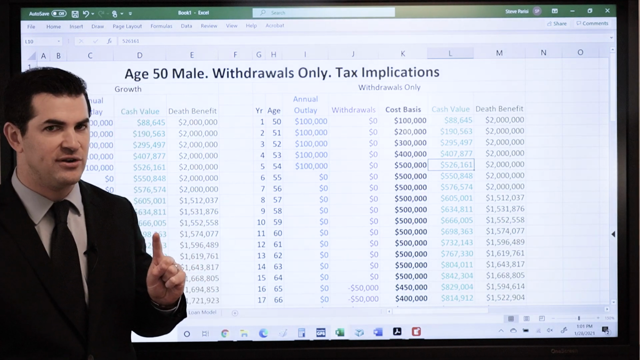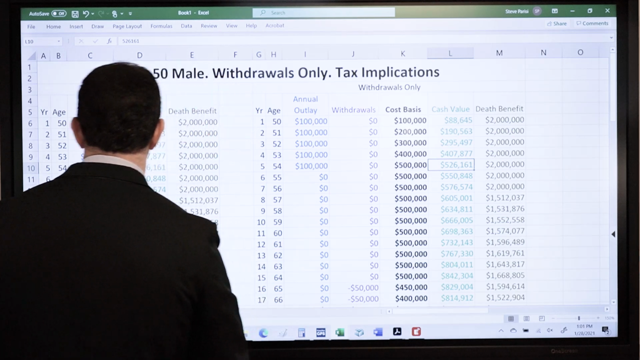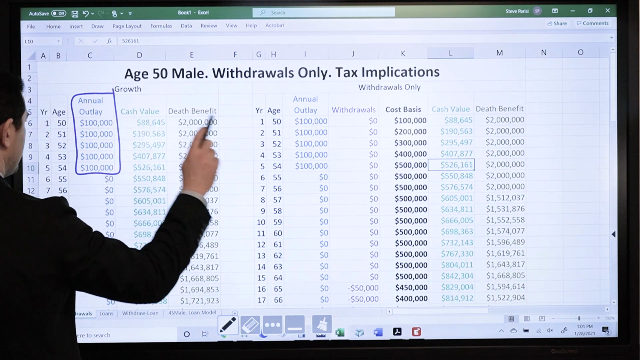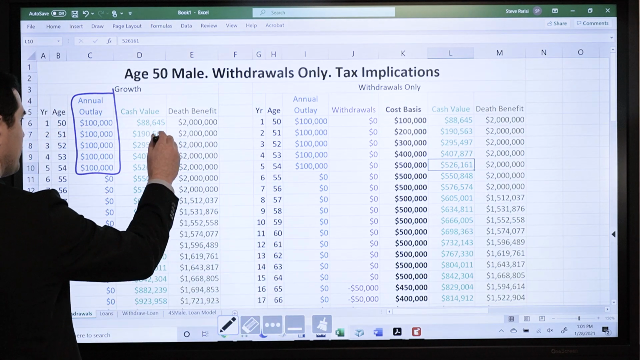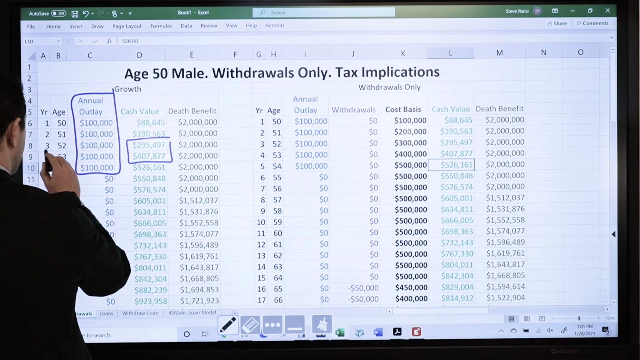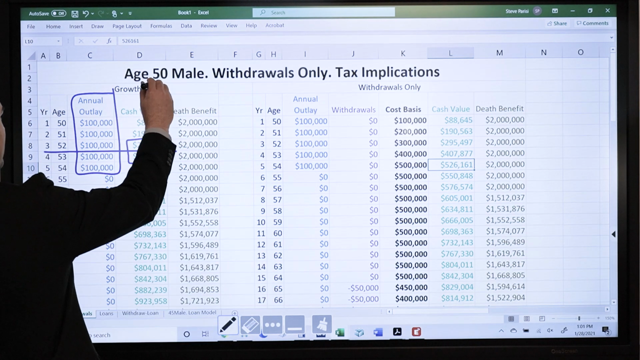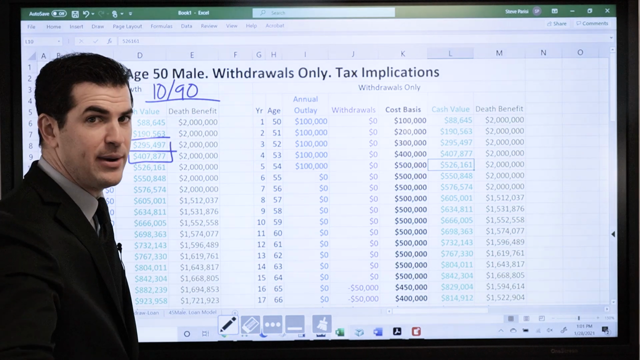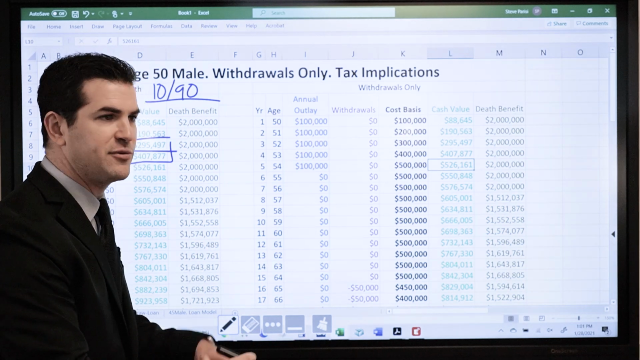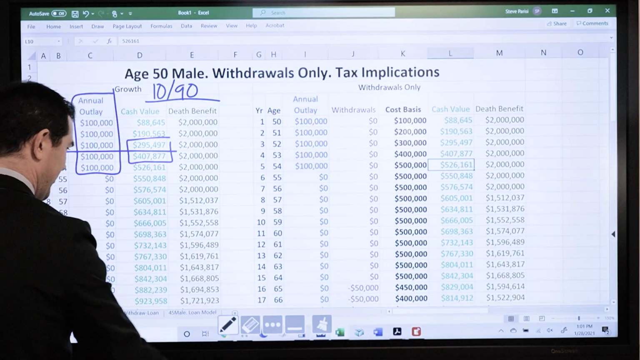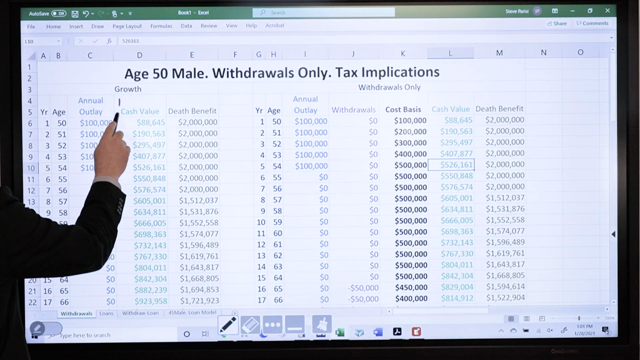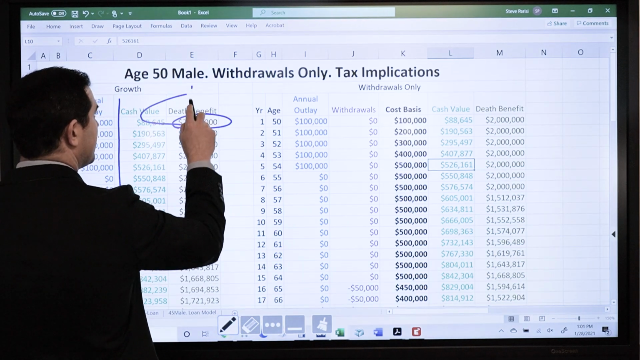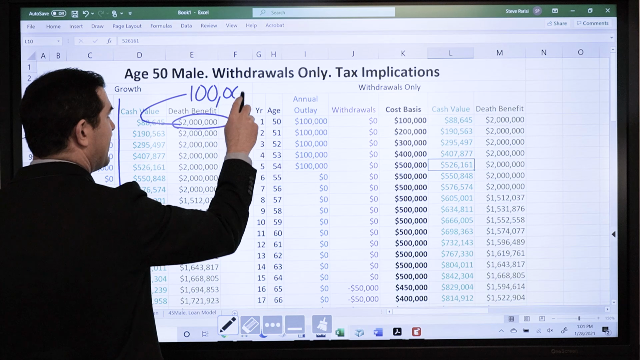I want to see, what does it look like when I take distributions from the policy, but what are the tax implications specifically? So here we've got a policy on the left, 50-year-old male, funding $100,000 per year for 5 years. That's it. Break-even point between years 3 and 4. Cash-rich policy. This is a 10/90 split, a little bit more aggressive, but it's a max-funded policy. Minimum premium, minimum insurance expense, maximum cash value. All right. So there's our cash value accruing over time. Looks good. $1 million death benefit gives him a clean $100,000 MEC limit, by the way.